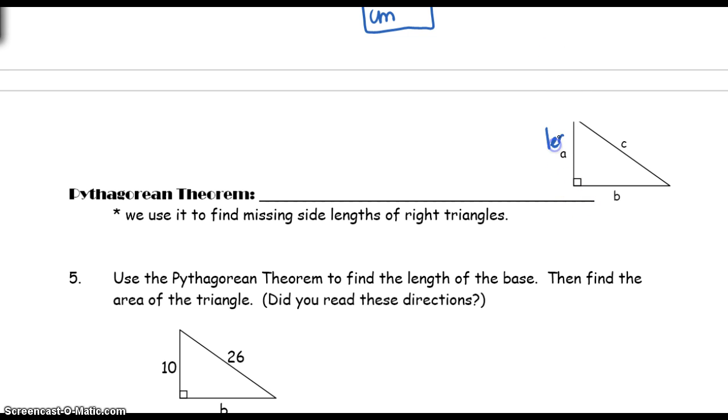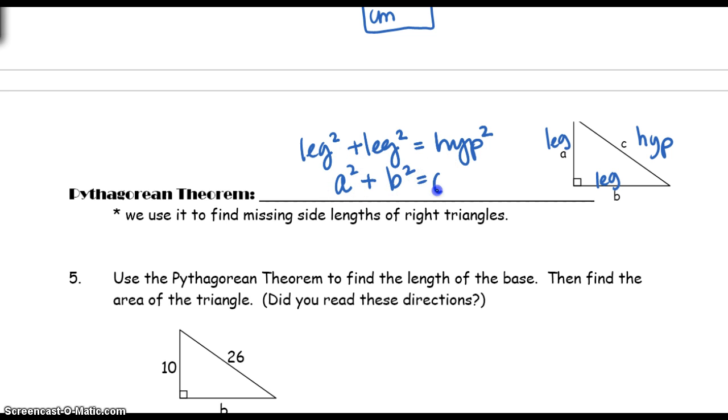So this right here and this right here is called a leg. And students have a hard time figuring out what's a leg and what's a hypotenuse. The legs are always perpendicular to each other, okay? And the hypotenuse is the one that is not perpendicular. It's across from your 90-degree angle, okay? So the Pythagorean theorem says that the first leg squared plus the second leg squared will give you your hypotenuse squared. Well, in our picture here, we have a squared plus b squared equals c squared.